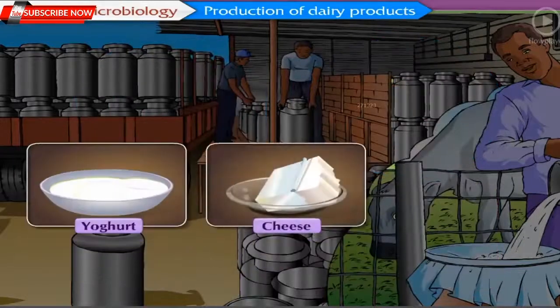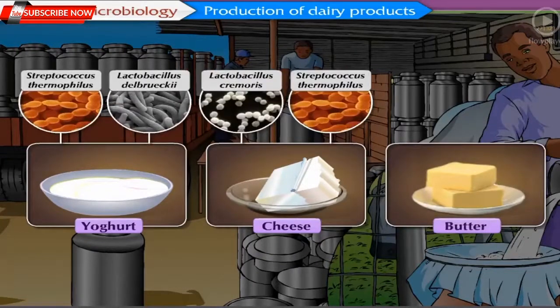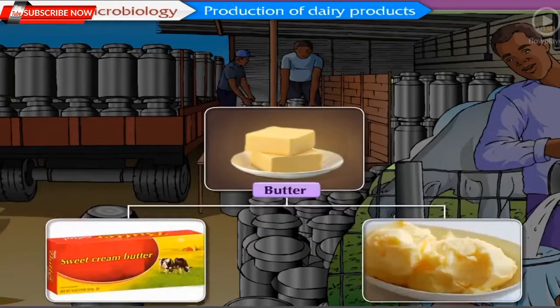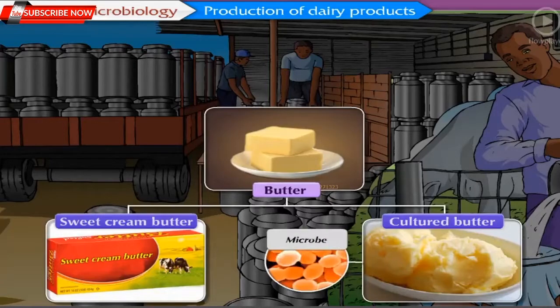Like yogurt and cheese, butter can also be prepared using microbes. Two types of butter, like sweet cream butter and cultured butter, are produced on a large scale. Microbes are used for the production of the cultured variety.